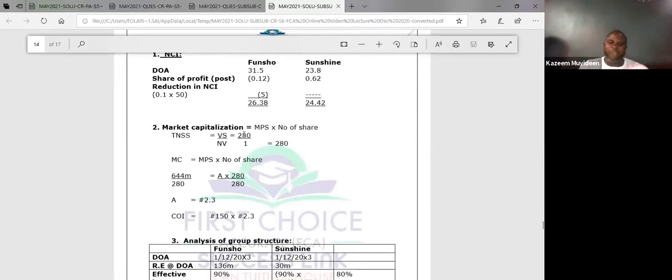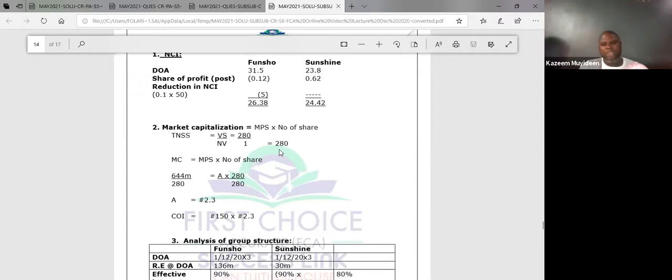Market capitalization, this is the formula: market price per share times number of shares. I need to get the number of shares first in the parent, not the subsidiary, which equals the value of shares over nominal value. Why am I doing it? I need to get the market price per share of the parent. Equals 280. MC, market capitalization, is market price per share times number of shares.